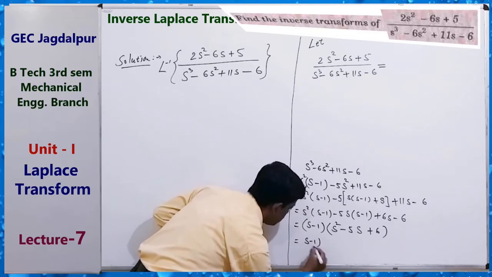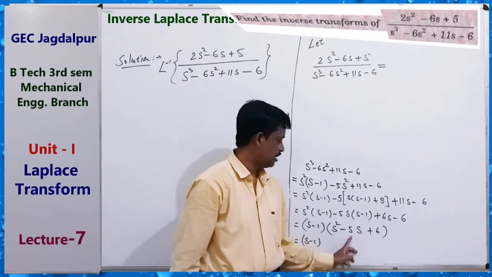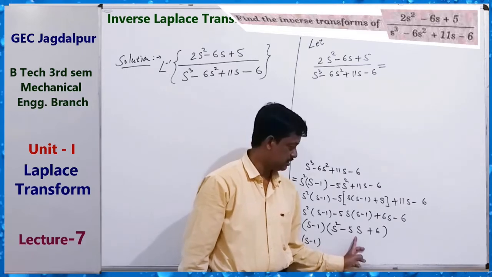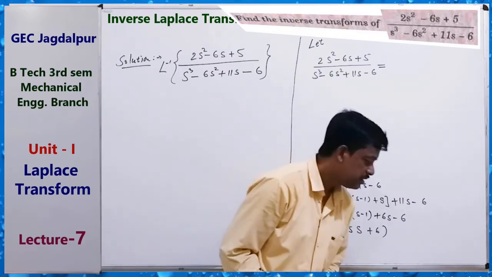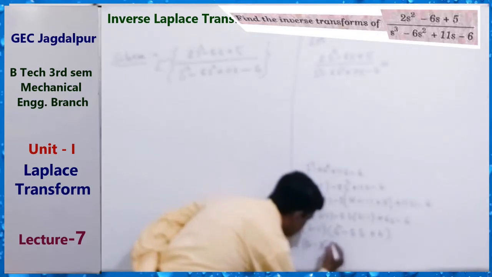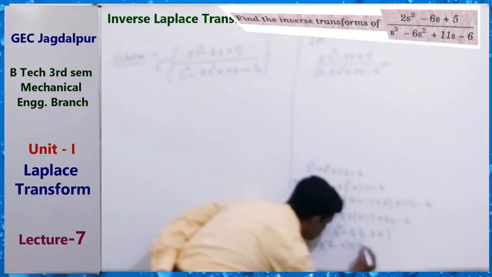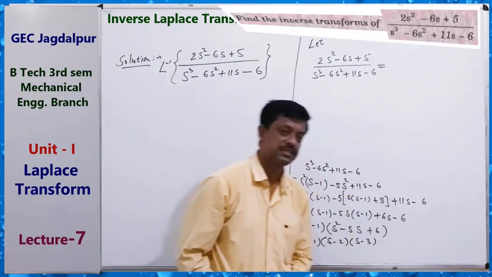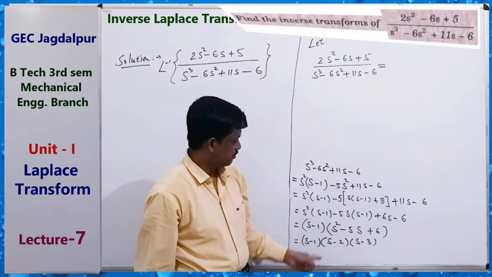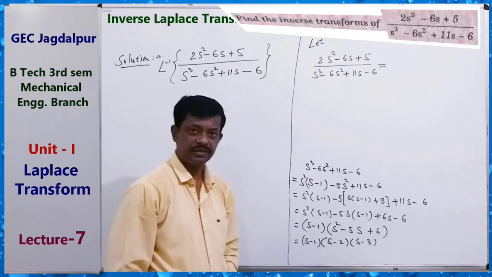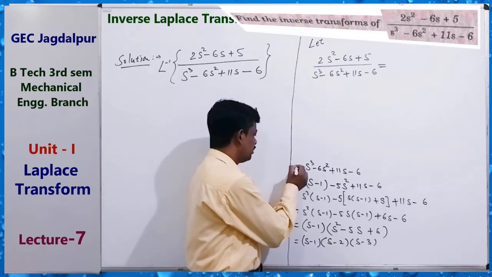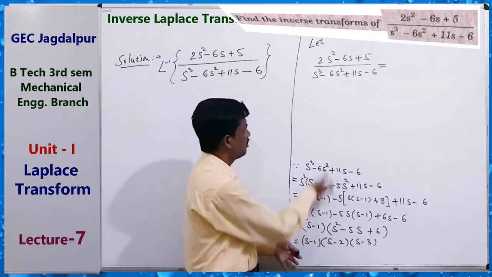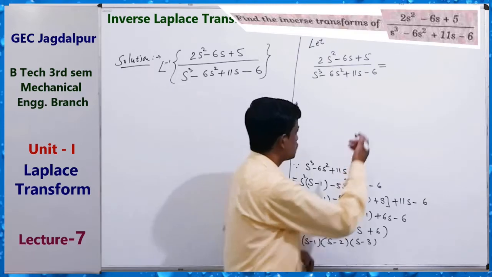So s minus 1, and you can separate it by 2 and 3: minus 2s minus 3s, that is s minus 2, s minus 3. So these are the factorization: s minus 1, s minus 2, s minus 3. The denominator can be factorized like this. You can do it in rough or write directly or also solve.